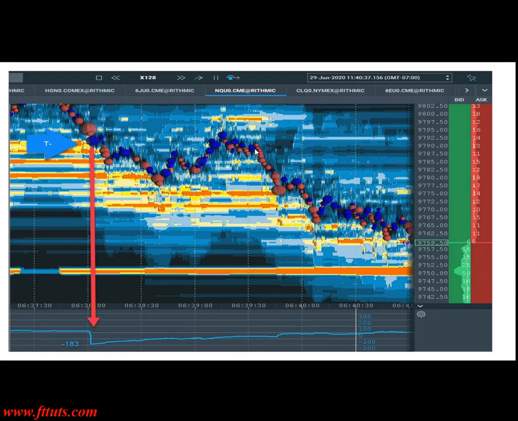So this was NQ. So you can see here as the market came down, there was heavy selling, and then all of a sudden they turned around and tried to buy it right here, and they ran into a wall of sell orders, 183 sell orders. So again, our threshold for NASDAQ is over 120 for icebergs, 100 for stops.